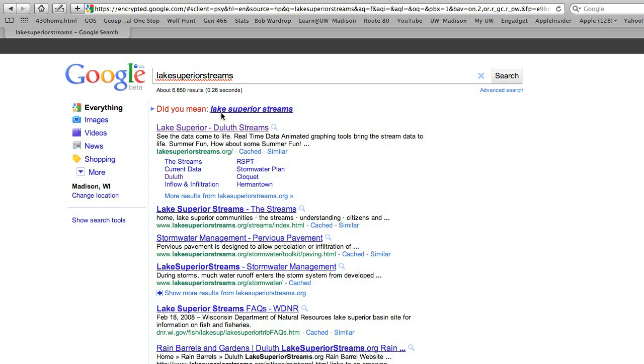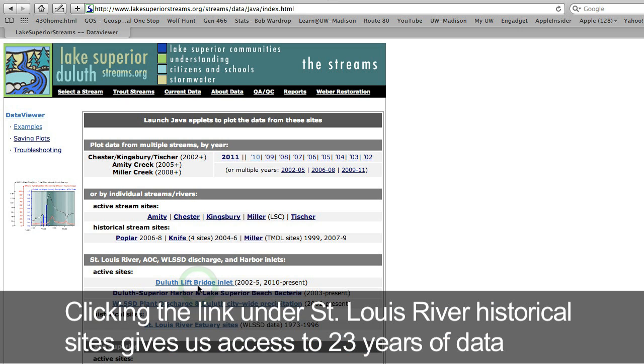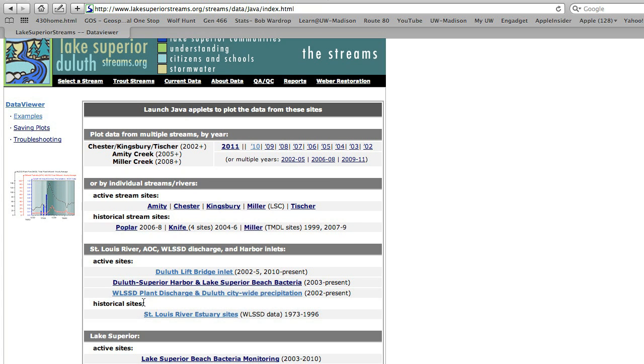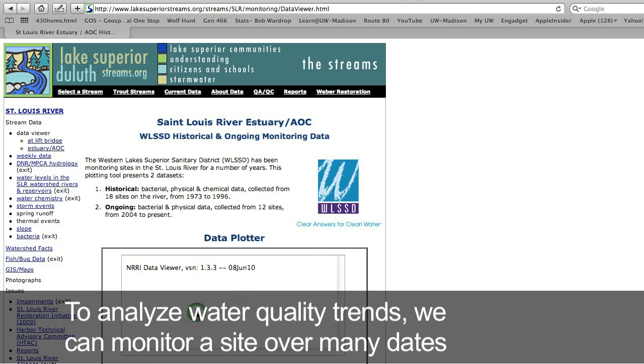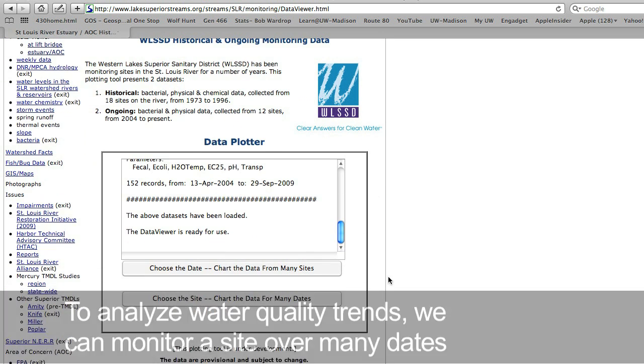To demonstrate this, let's take a look at some historical data from the St. Louis River. Wearing our Area of Concern managerial hats, we're looking for patterns in the past that may better inform our future decisions. We start by clicking St. Louis River Historical Sites. We then click Site over many dates, since we wish to analyze trends over time.